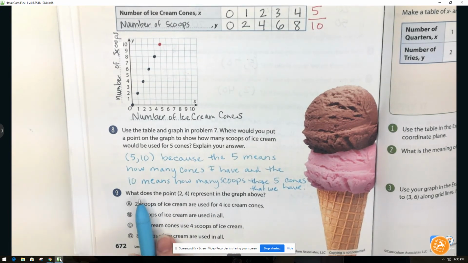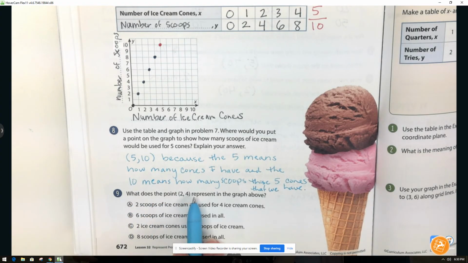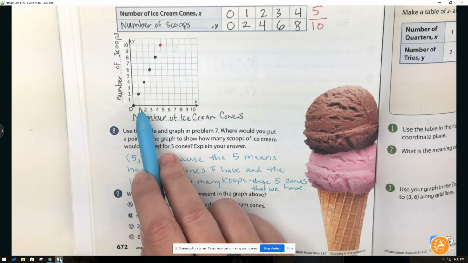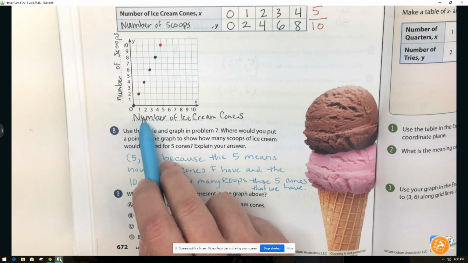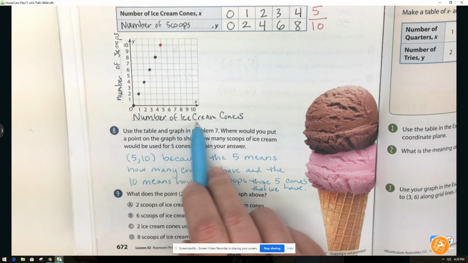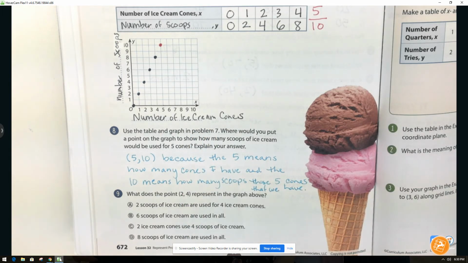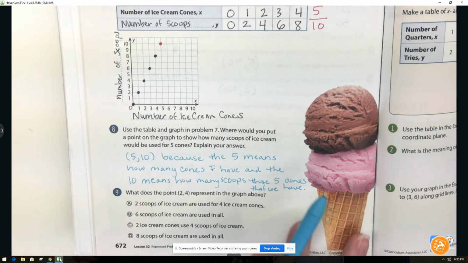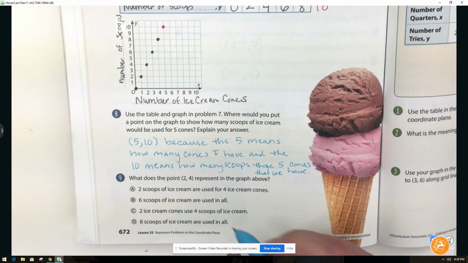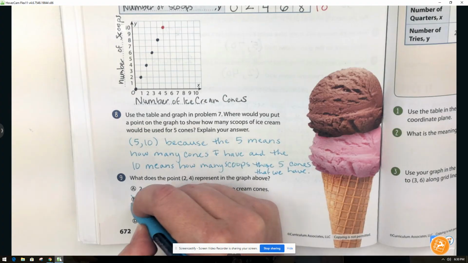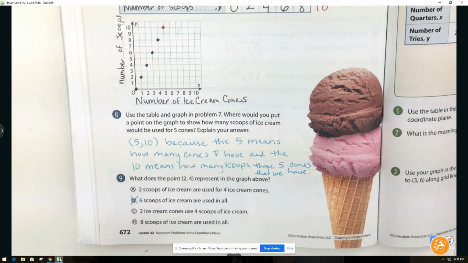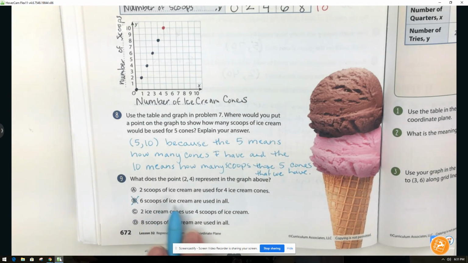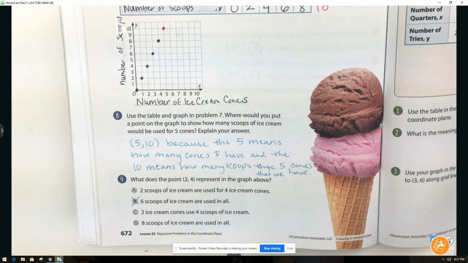All right, and then finally for number 9, what does the point 2, 4 represent in the graph above? So if we go over 2 and up 4, what does that 2 mean? Yep, the 2 means number of ice cream cones. And then what does the 4 mean? The number of scoops. So we're looking for something that has a 2 and a 4. So immediately we know that this one doesn't make sense because this says 6 scoops of ice cream are used in all. So that doesn't make sense, okay?